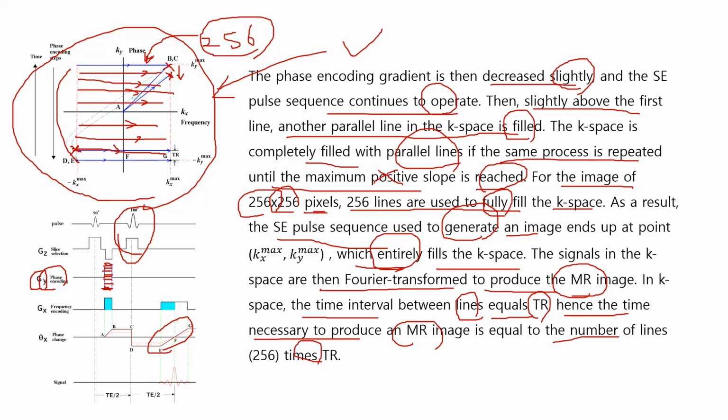So we need 256 TR times to generate an MR image. The time interval between two lines is TR. So we have 256 lines. Lines mean signals. So we have 256 signals, and for each signal we need TR time. So to complete one image, we need 256 TR time.